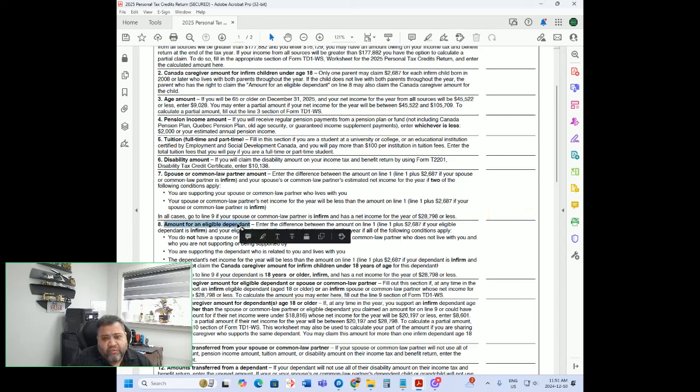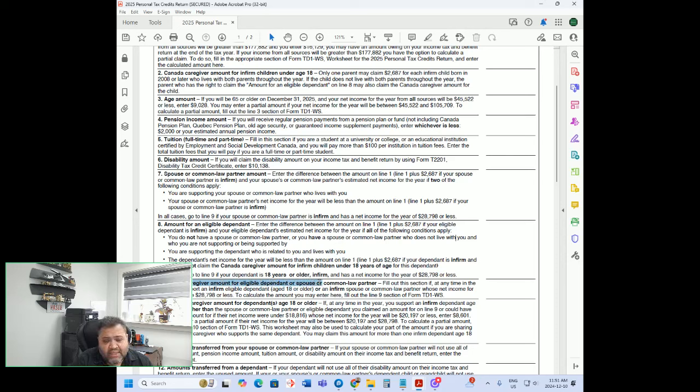Number 8 is for amount for an eligible dependent. If you are single and you are supporting a blood relative, or you are single and you are supporting your child, or single mom, single dad, they would be able to claim an eligible dependent amount, which is equivalent to the spousal amount here. The Canada caregiver amount for an eligible dependent or spouse.